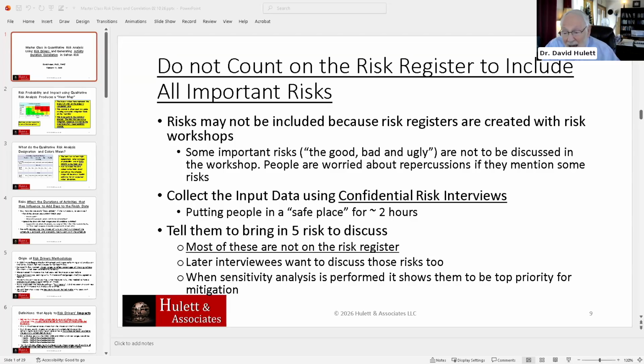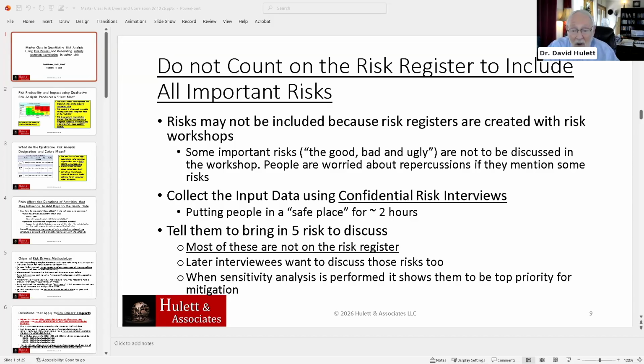You're looking at the good and the bad and the ugly risks. And the ugly risks are, guess what? They are probably not going to be discussed too much in the risk data collection workshop, or they're going to be undervalued in the workshop because there are a lot of pressures, biases, and groupthink in the workshop.